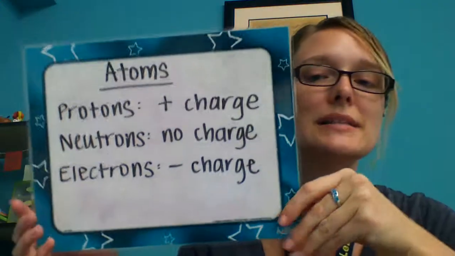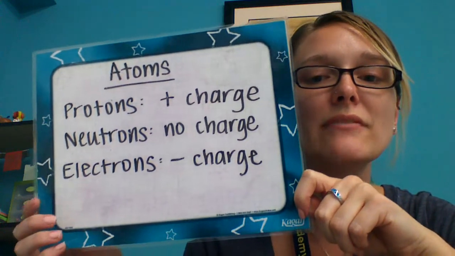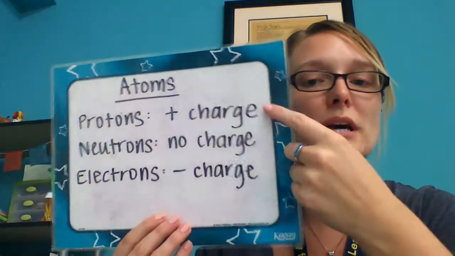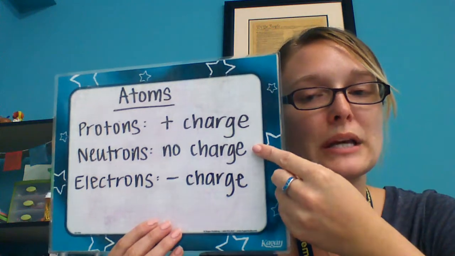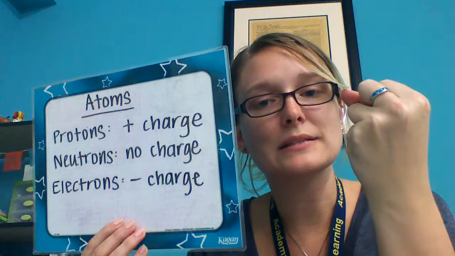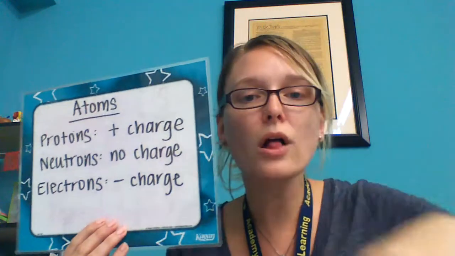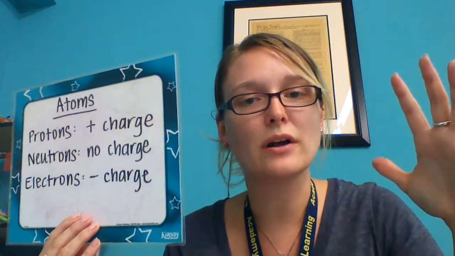So let's start with atoms. Atoms are made up of protons, neutrons, and electrons. Protons have a positive charge, neutrons have no charge, and electrons have a negative charge. Protons and neutrons are located in the nucleus. They're fixed in a tight nucleus in the center. Electrons, with their negative charge, are moving all around the outside in an electron cloud.